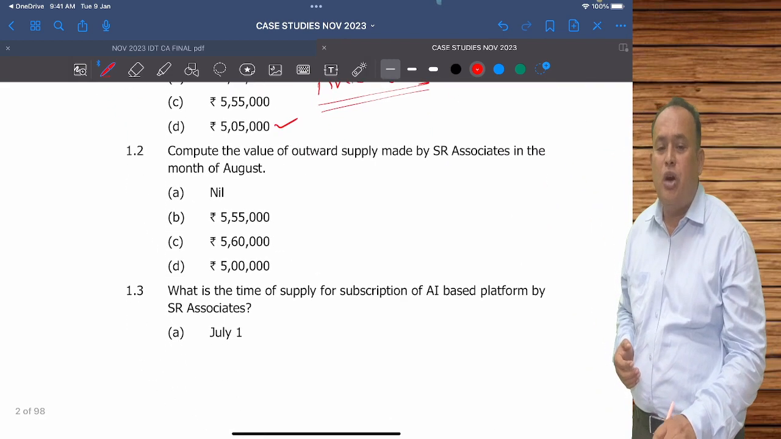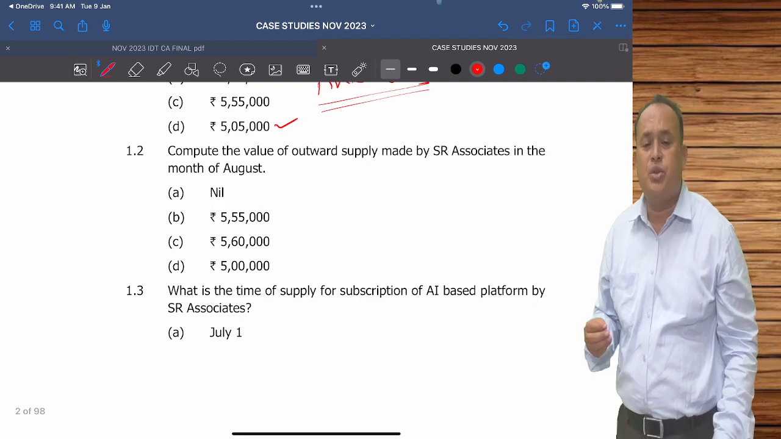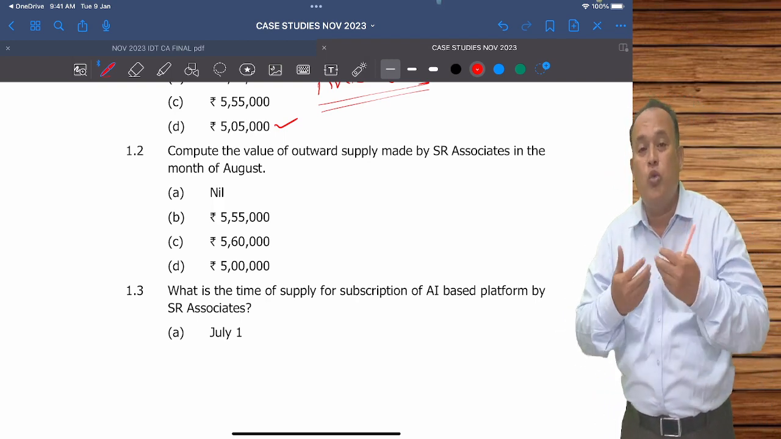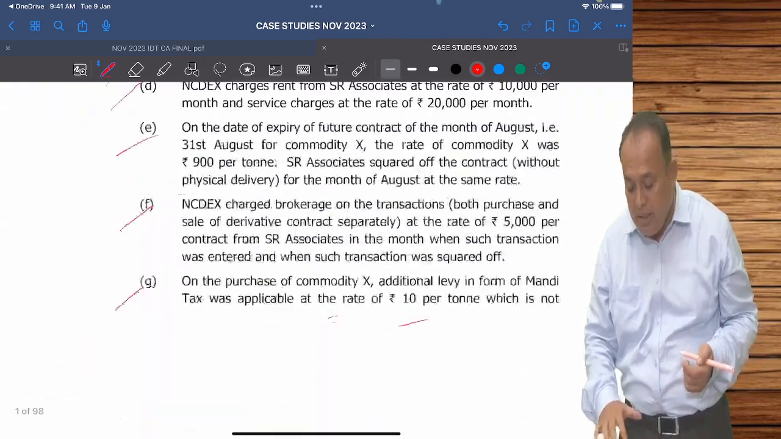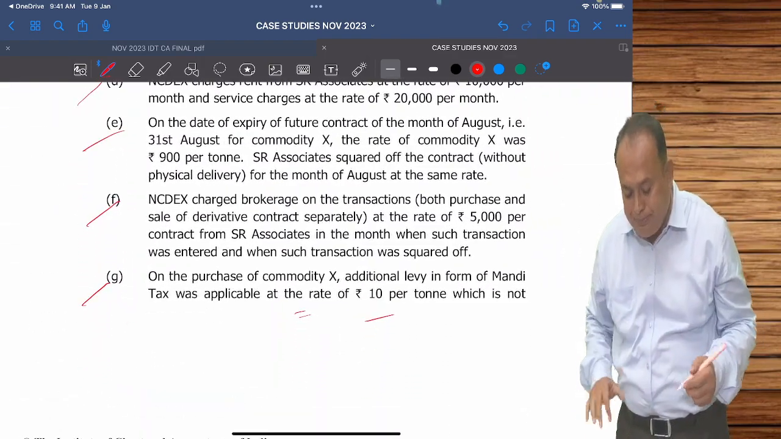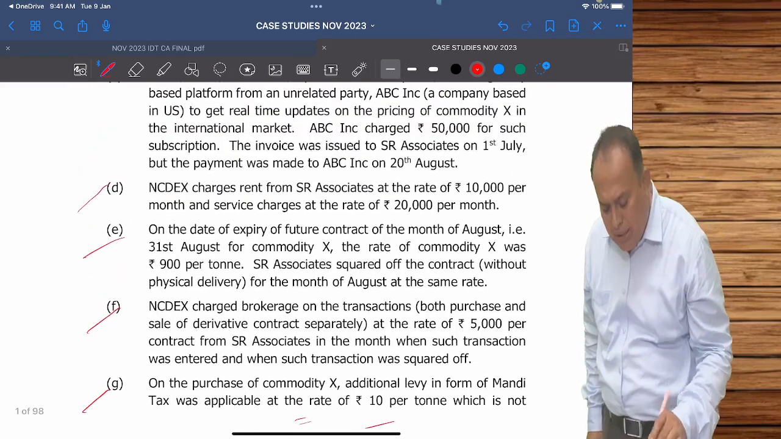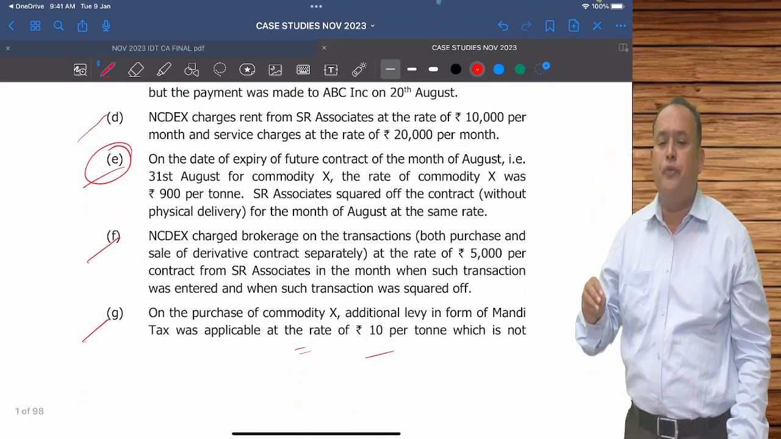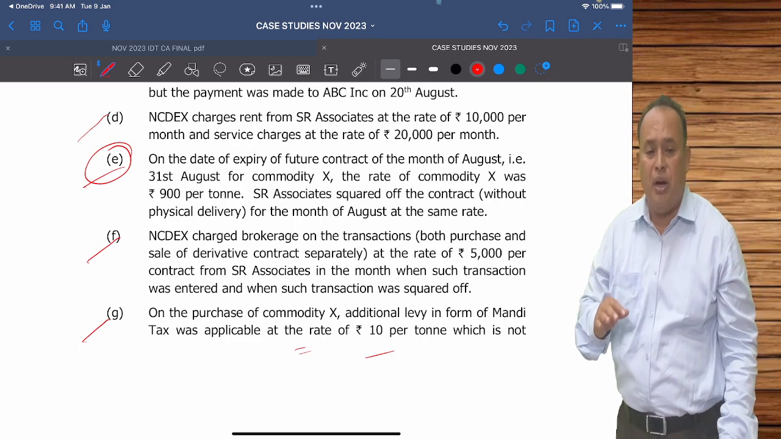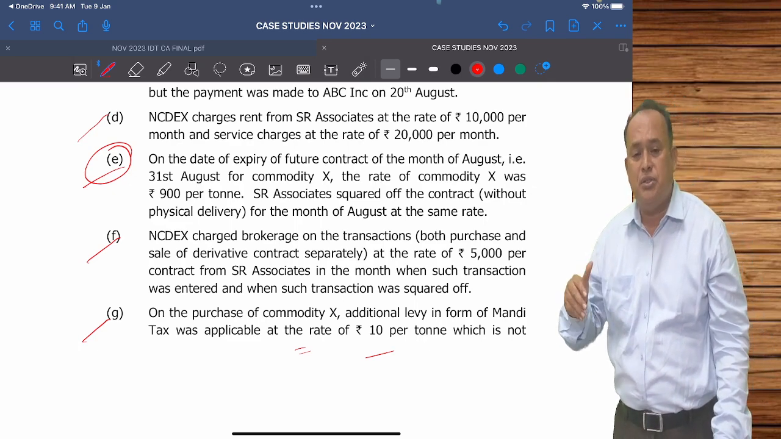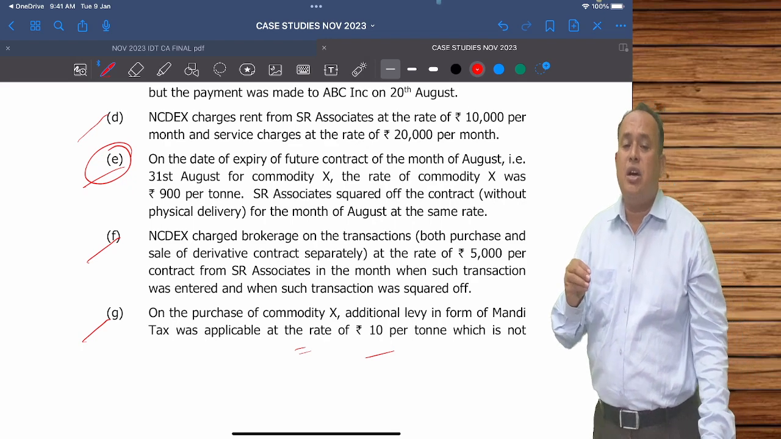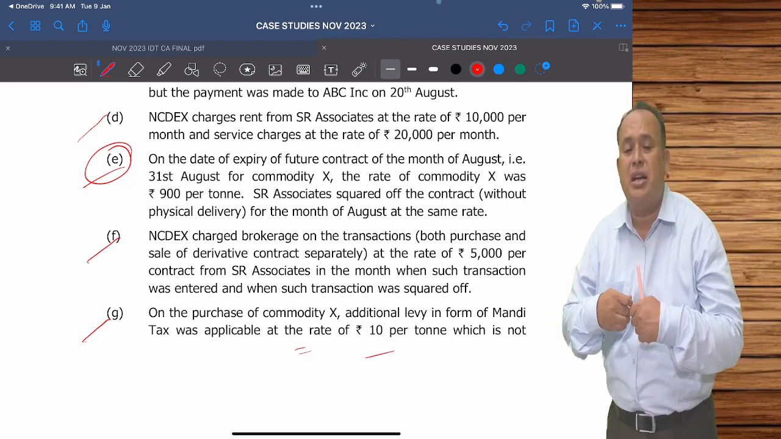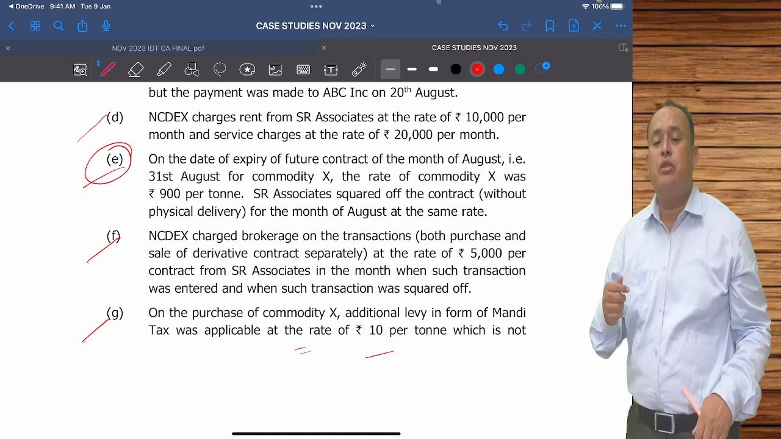Further, compute the value of outward supply made by SR Associates in the month of August. In the month of August, what is the outward supply? If you refer to point number E, on the date of expiry of the future contract of the month of August, 31st of August, for commodity X, the rate of commodity X was 900 rupees per ton. SR Associates squared off the contract without physical delivery.